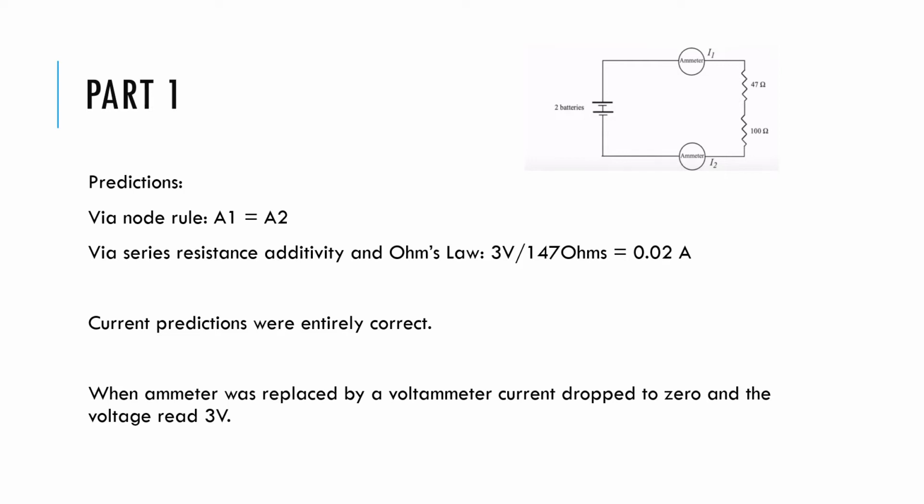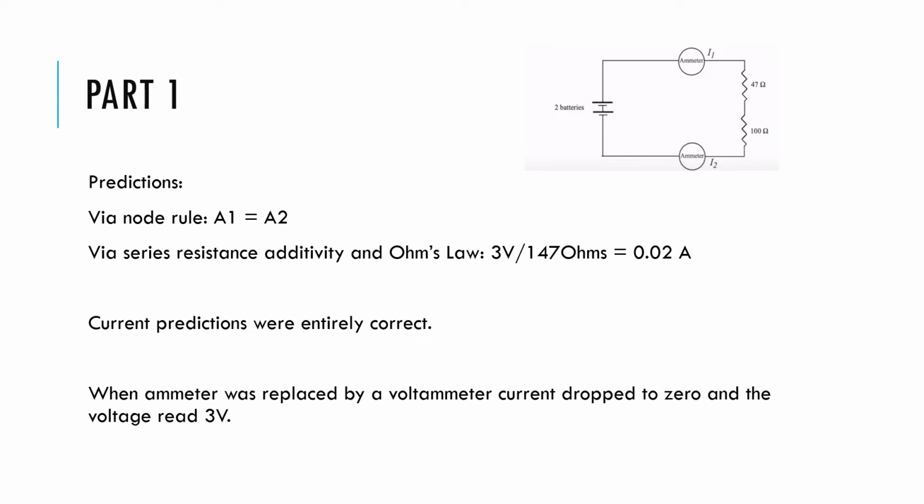And using resistance additivity, because they're in series, you just add these as you normally would. So you have an additive resistance of 147 ohms between those two resistors. And using V equals IR, you can come up with 0.02 amps. Those predictions were entirely correct, partially because it's an idealized model, so it followed these rules very well.